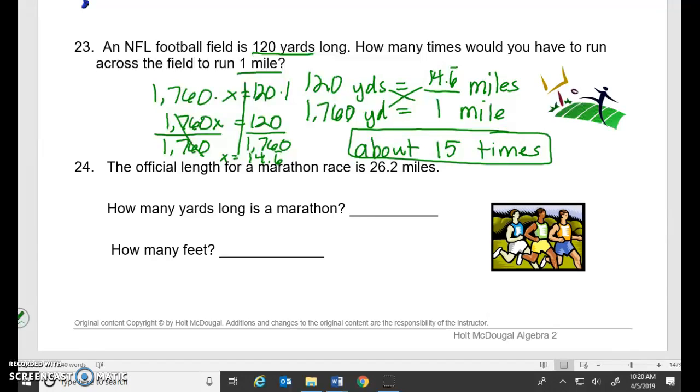Okay, let's go to 24. The official length for a marathon race is 26.2 miles. So underline that. How many yards long is a marathon? So underline yards. And then we're going to make a conversion from miles to yards, and then we're going to go from miles to feet, because they want to know both. Okay, so let's write down our conversion. We're going to take our 26.2 miles equals blank yards.